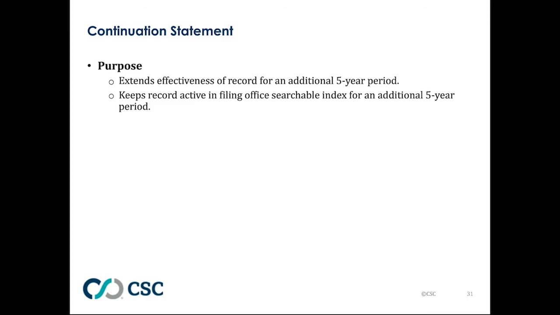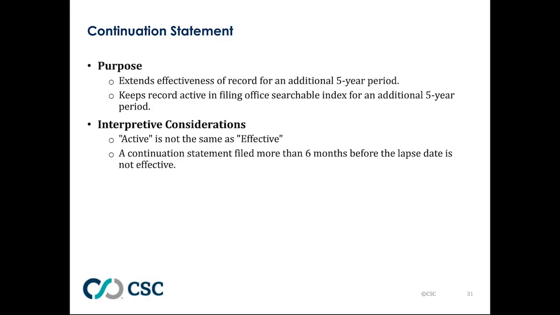Now, when you see a continuation statement on a search, which happens frequently, there are some things to bear in mind when interpreting what it means. The mere fact that it's in the index doesn't mean that the record is effective. A continuation statement filed on an ineffective record isn't going to make it effective. It's just going to keep it retrievable for an additional 5-year period. A continuation statement filed more than 6 months before the lapse date or any time after the lapse date is not effective as a matter of law, even if the filing office accepts it and indexes it.